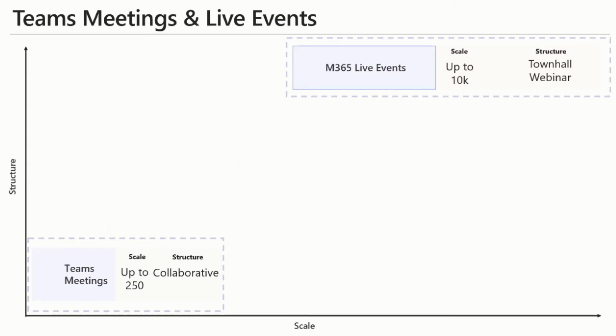Well, with live events, we can scale up to 10,000 folks joining in that town hall, webinar-style live event. So that's a difference in the scale. Teams meetings are meant to be where everyone's an equal citizen, and where Teams live events come in, that's where we can really scale to the power of many folks.